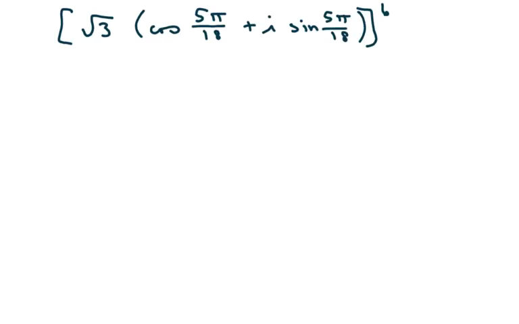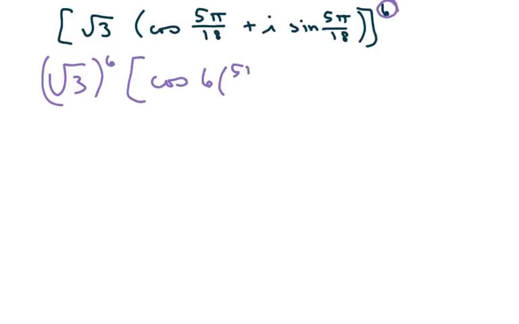And the last one we have is in radians again, and so we're going to do to the 6th power. So square root of 3 to the 6th. That means you just write the square root of 3 out 6 times. And when you do that, you're going to get 27. So then we're going to go and do cosine of 6 times 5 pi over 18 plus i times sine of 6 times 5 pi over 18.